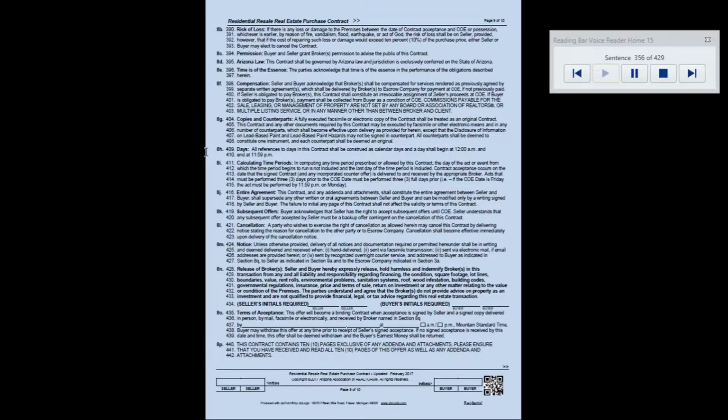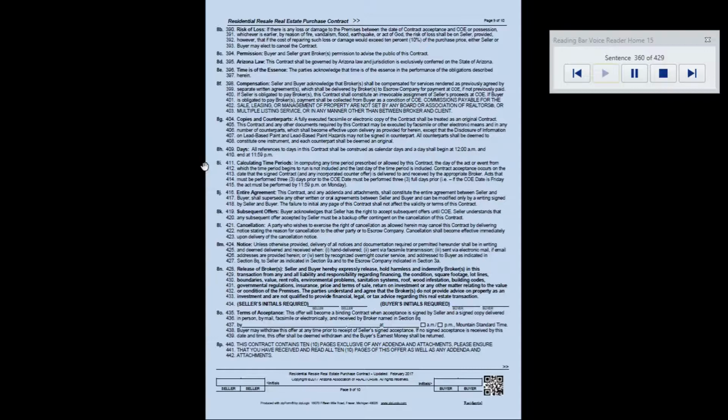8H. Days. All references to days in this contract shall be construed as calendar days, and a day shall begin at 12 a.m. and end at 11:59 p.m. 8I. Calculating time periods. In computing any time period prescribed or allowed by this contract, the day of the act or event from which the time period begins to run is not included and the last day of the time period is included. Contract acceptance occurs on the date that the signed contract, and any incorporated counter-offer, is delivered to and received by the appropriate broker.